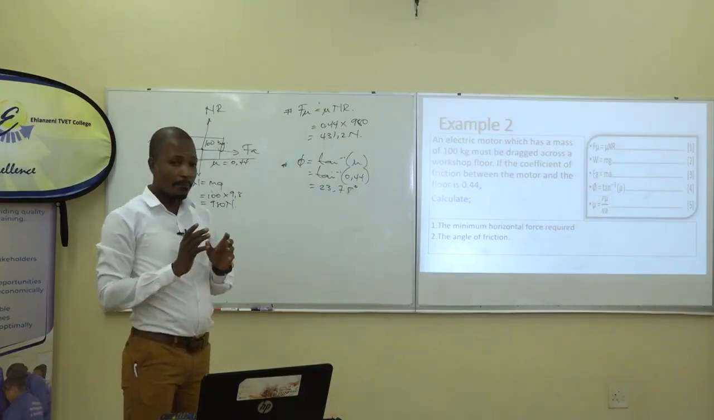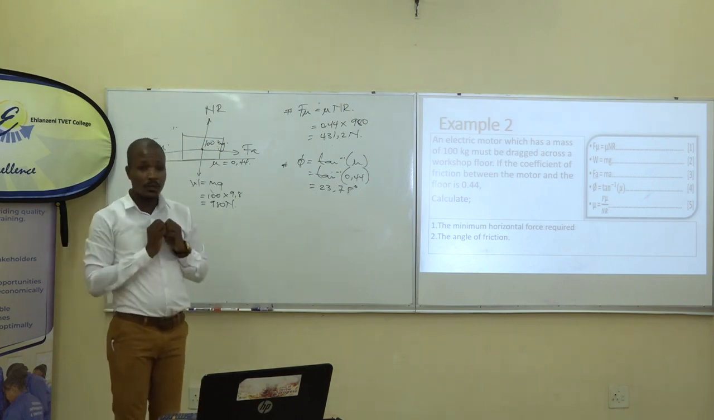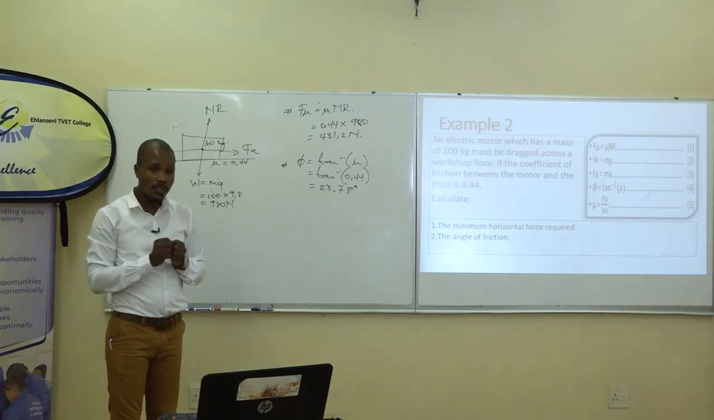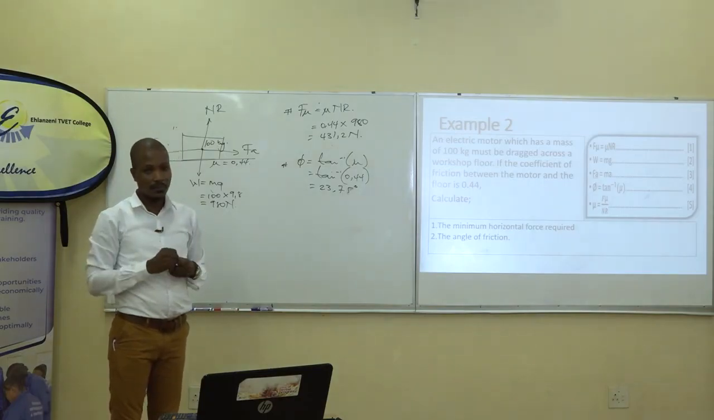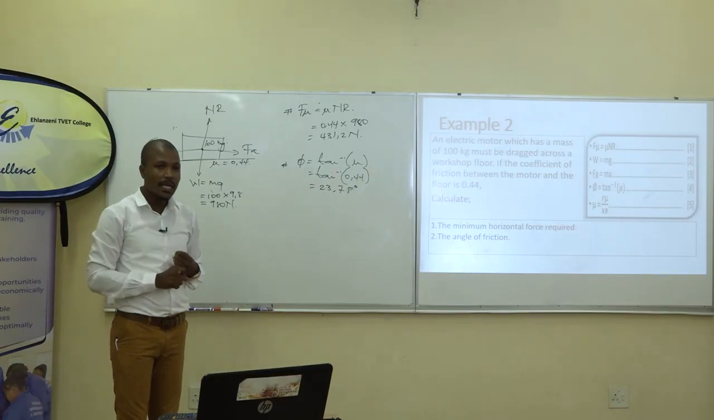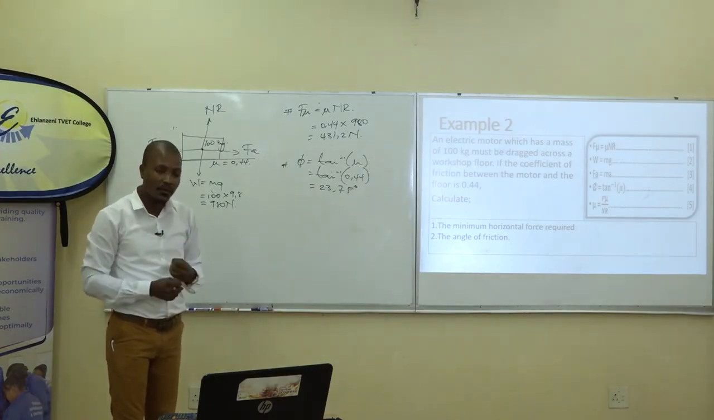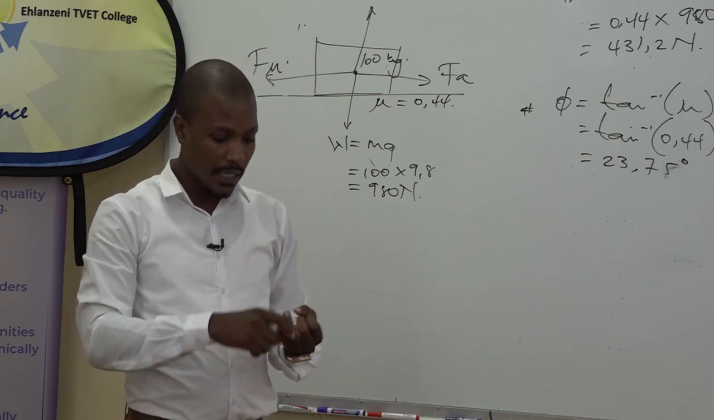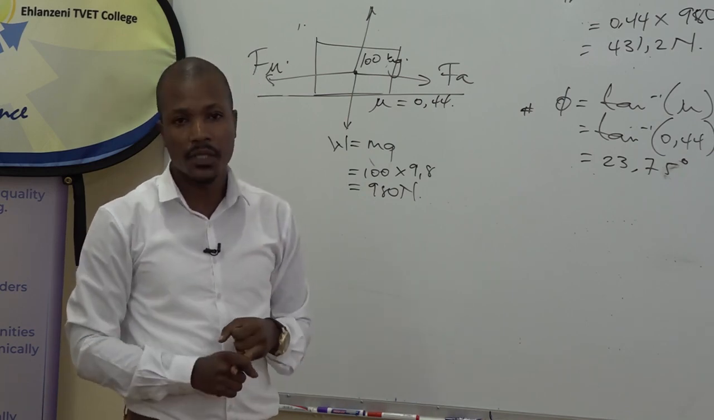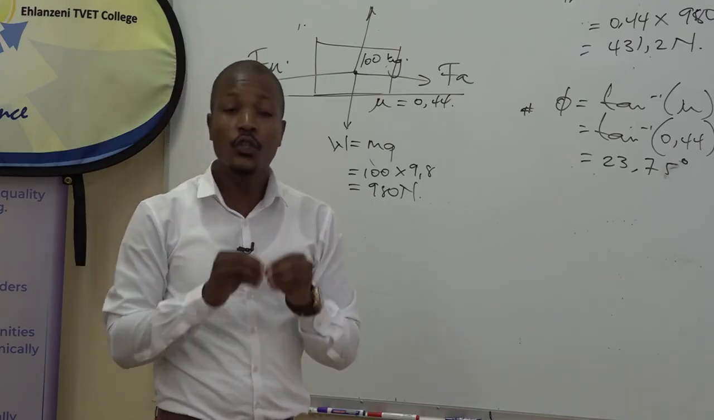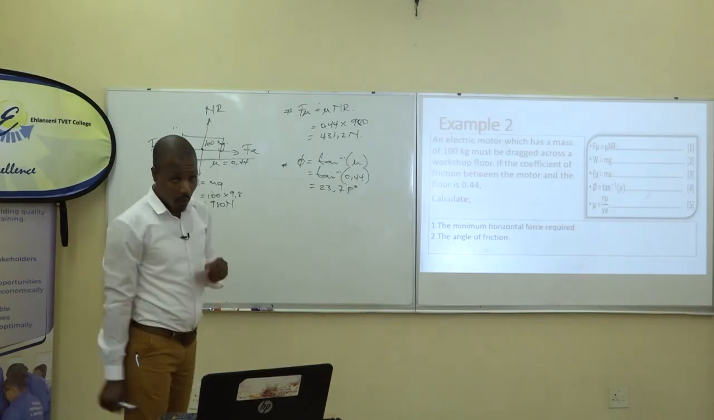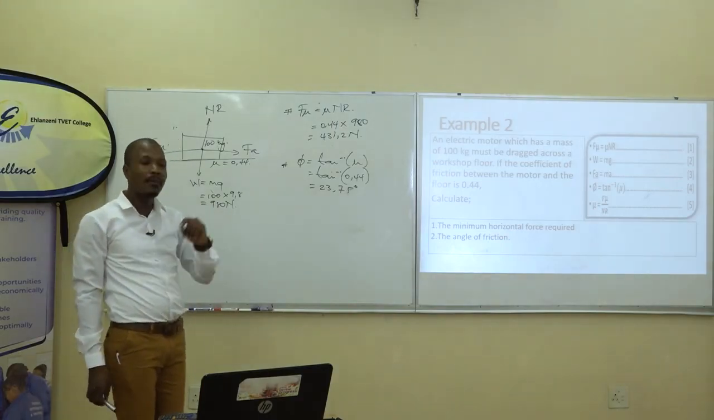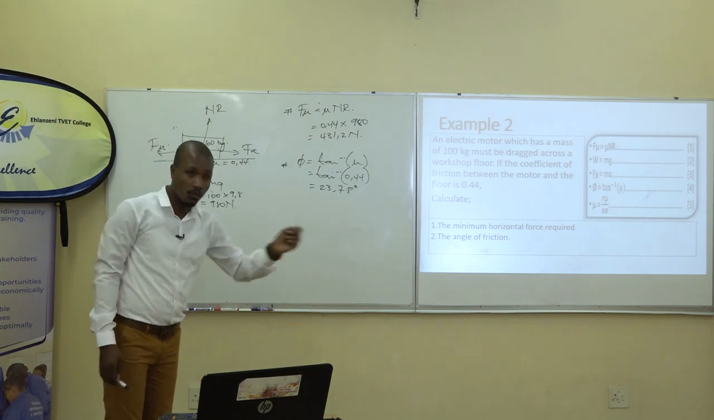Now, remember, an object which is placed on a horizontal surface has exactly 4 forces circulating around it. We said that the first force is the applied force. The applied force is that force which results in the movement of that object. The second force is the frictional force. Frictional force is that force which opposes the movement of this object. But the frictional force should be less than the applied force for this object to move.